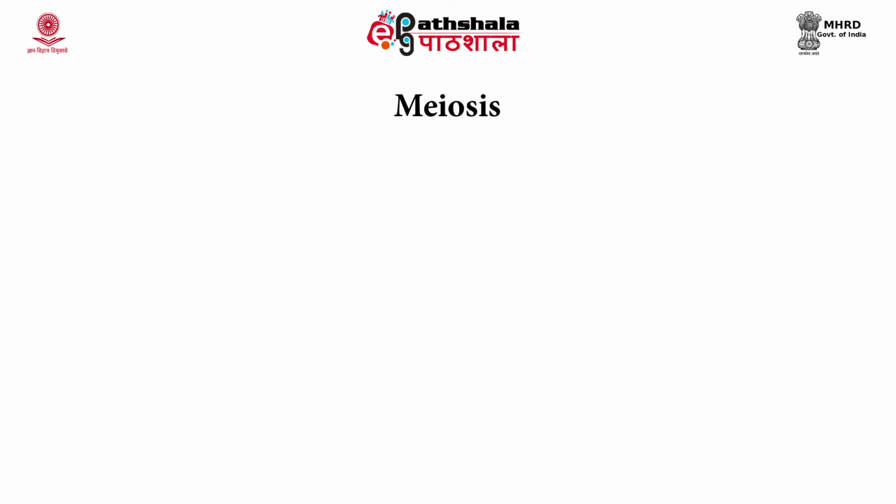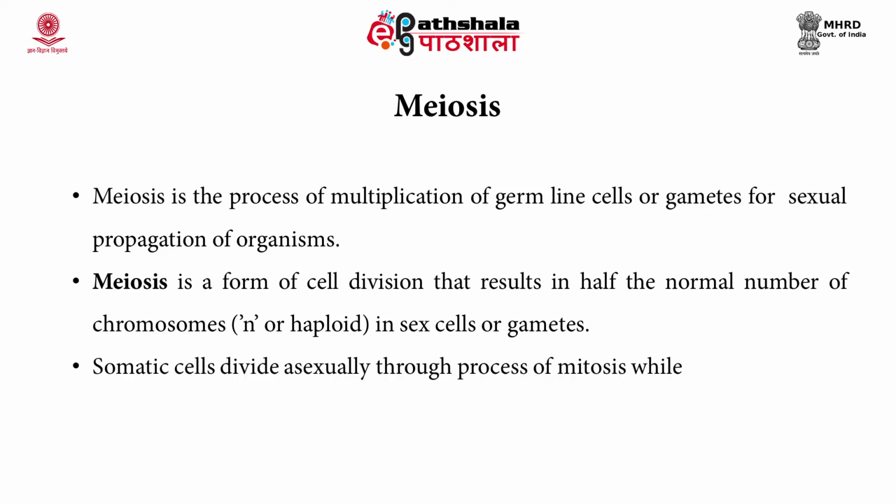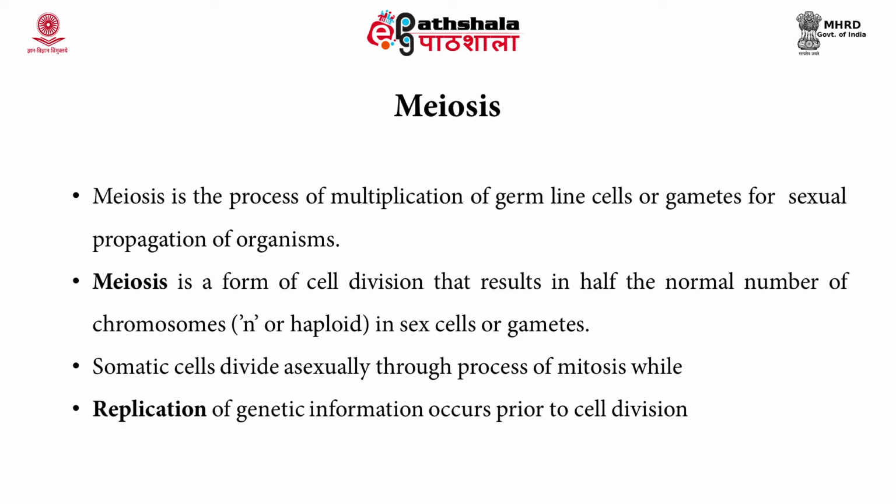The process of meiosis. Meiosis is a form of cell division that results in half the number of chromosomes, that is the haploid number, in sex cells or gametes. It is a process of multiplication of germline cells or gametes for sexual propagation of organism. Somatic cells generally divide asexually through a process of mitosis. Genetic information is replicated prior to cell division.